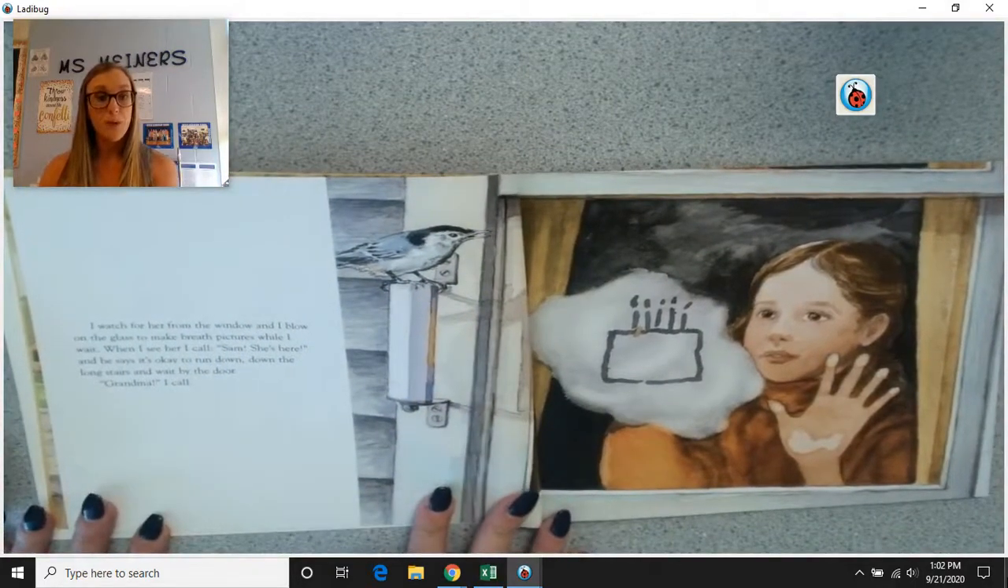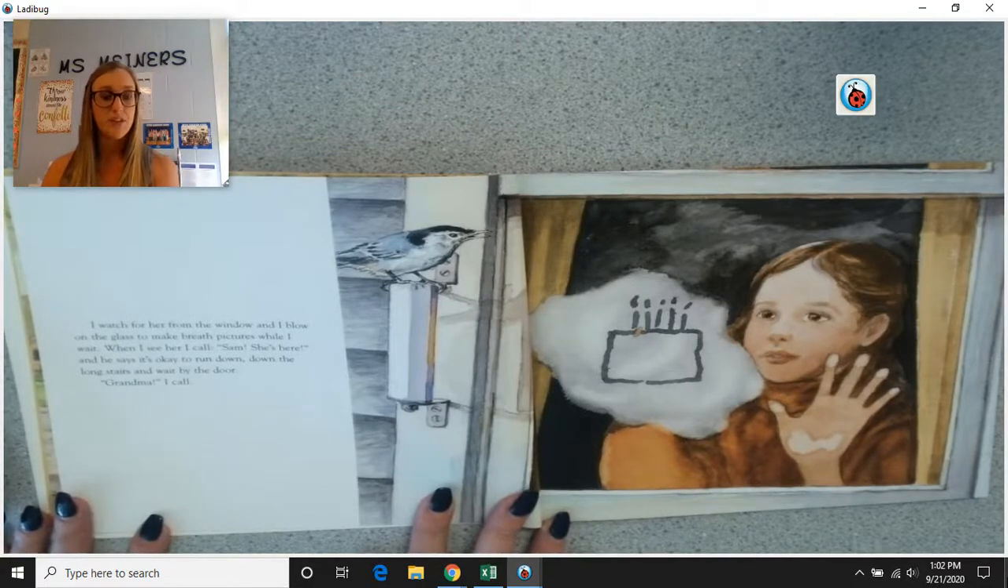I watch for her from the window, and I blow on the glass to make breath pictures while I wait. When I see her, I call, "Sam, she's here!" And he says, "It's okay to run down the long stairs and wait by the door."